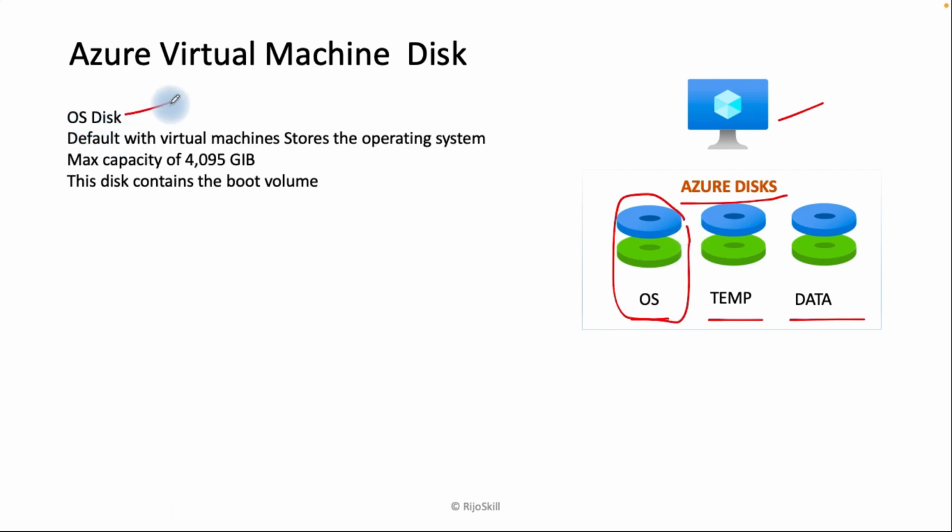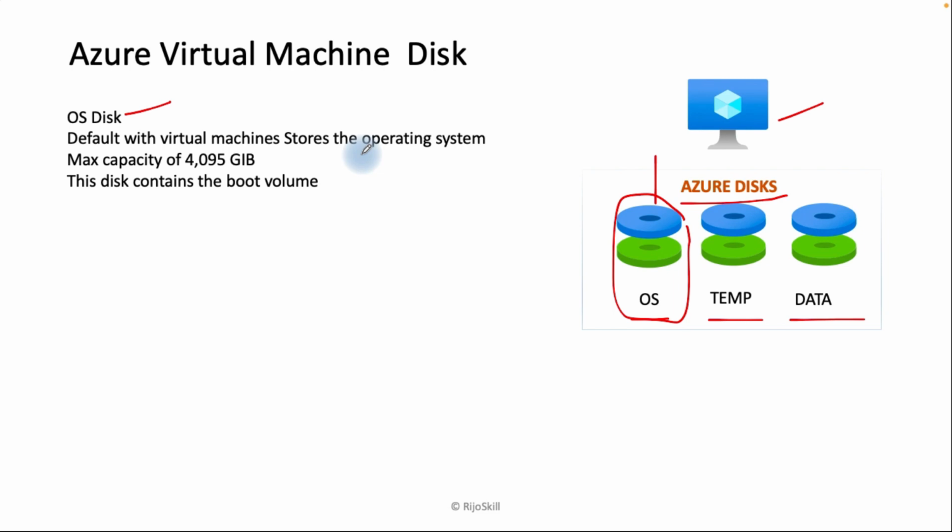OS disk is default with the virtual machine. It stores the operating system, maximum capacity 4698, and this disk contains the bootloader. So the OS disk is the default virtual machine disk, because once you create the virtual machine, the OS disk will be automatically created. This is a bootable disk because it saves all your OS information. It contains the boot volume, which stores the operating system information.